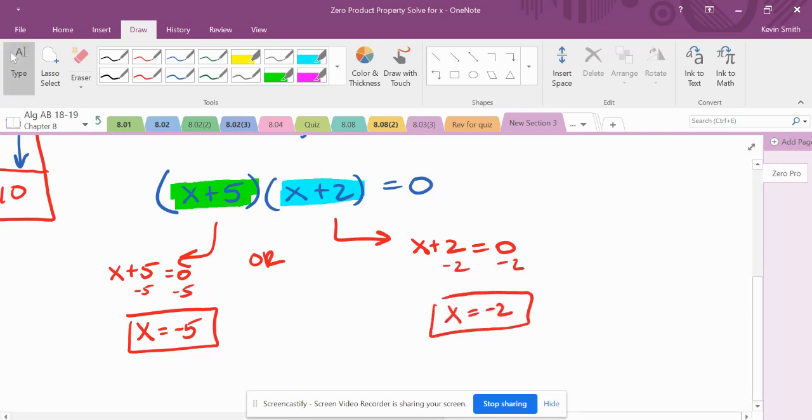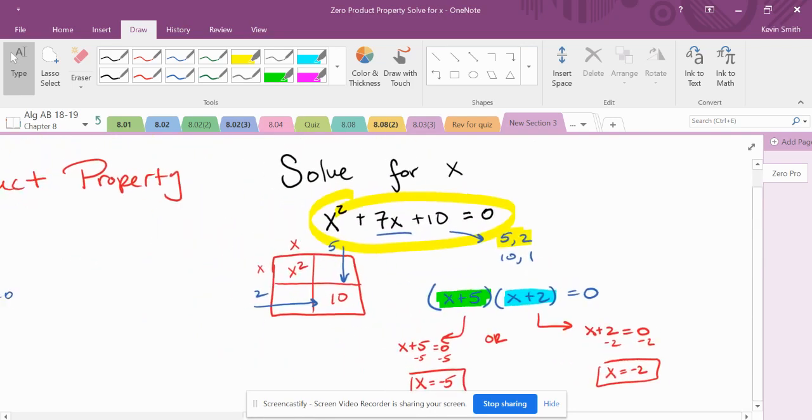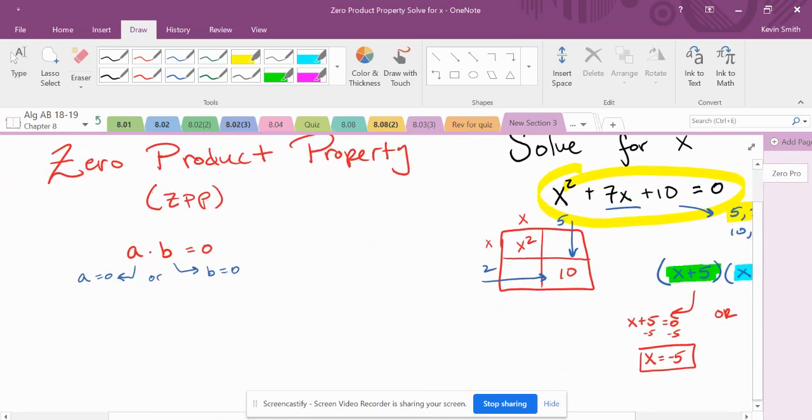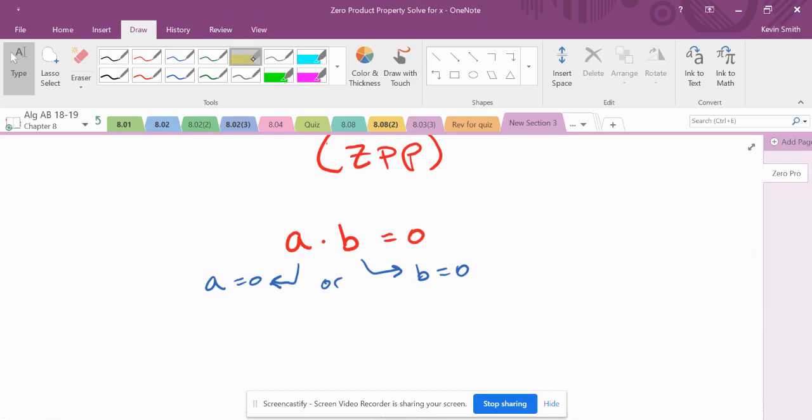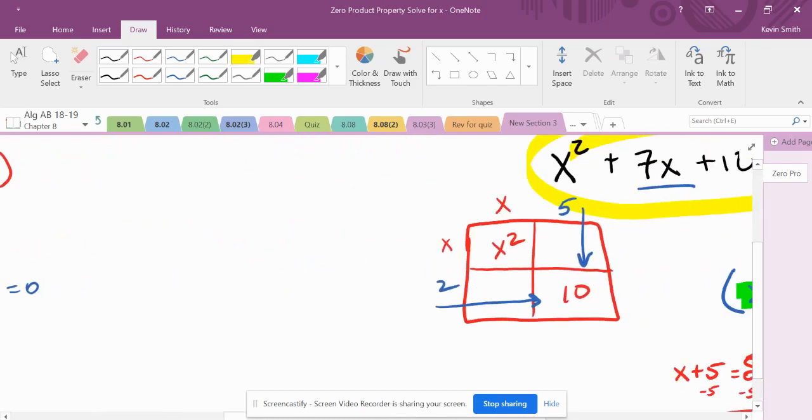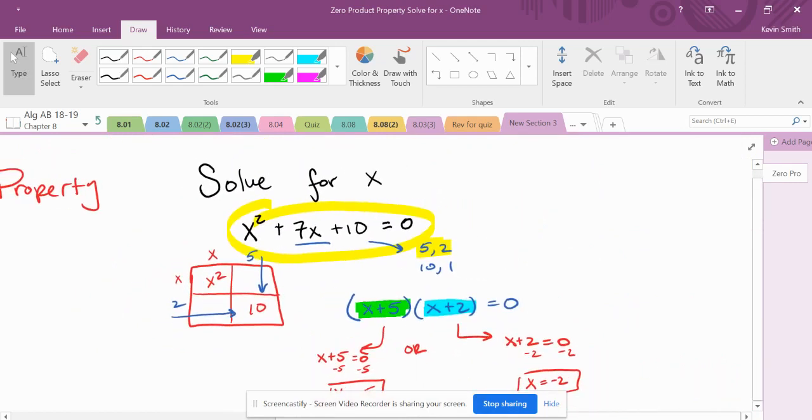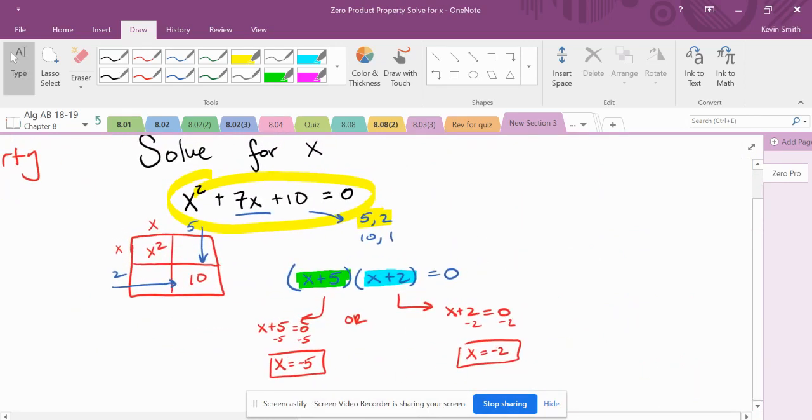So that is how we are taking the idea of the zero product property, where if two numbers multiplied together equals 0, then at least one of them has to be 0, and applying it to solving using factoring. And again, this only works, this is very important, if they're set equal to 0.